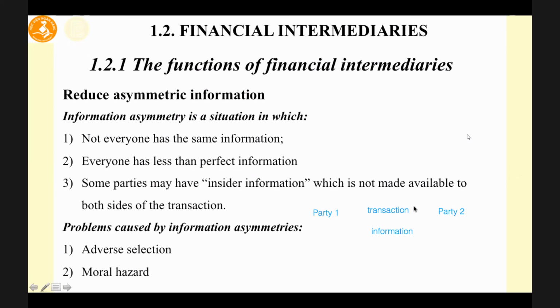And the third case is called information asymmetry. And the information here is not information about party 1 or about party 2. This is the information related to the transaction. For example, when party one is a lender, a bank, and party two is a borrower.